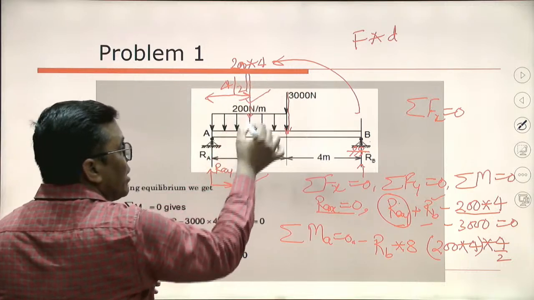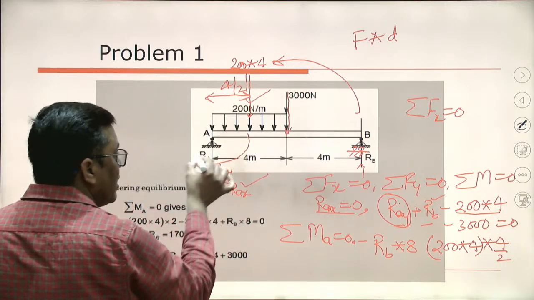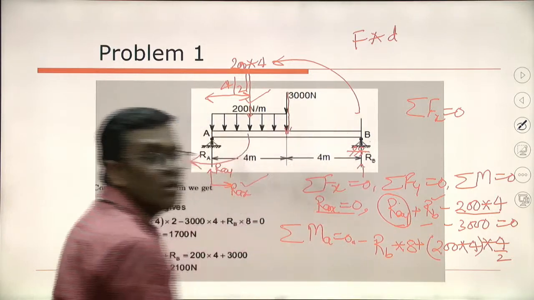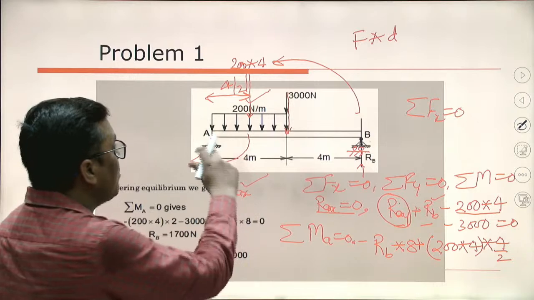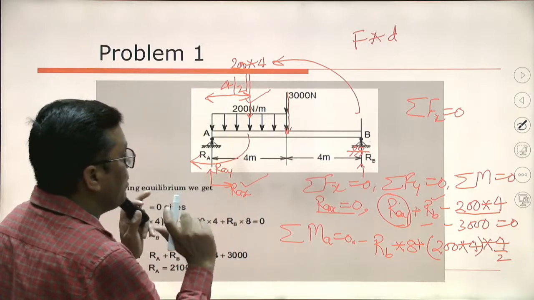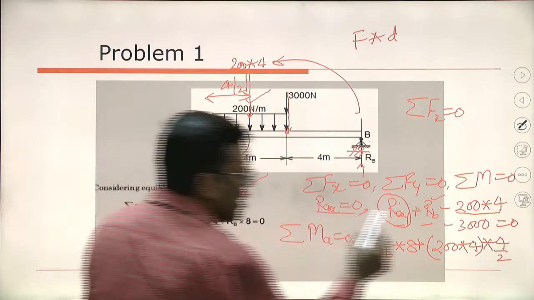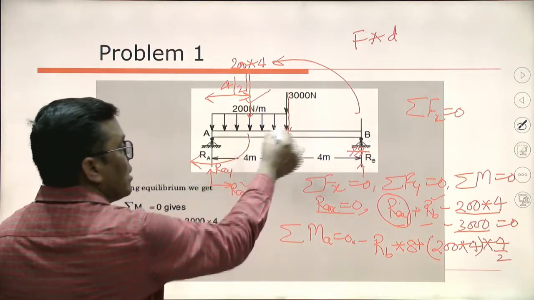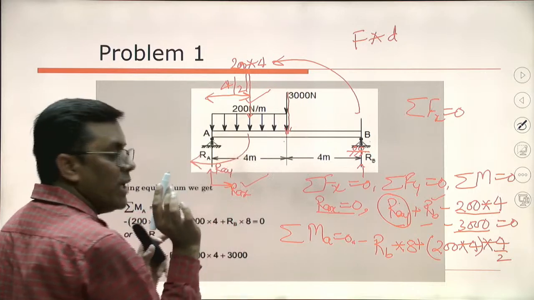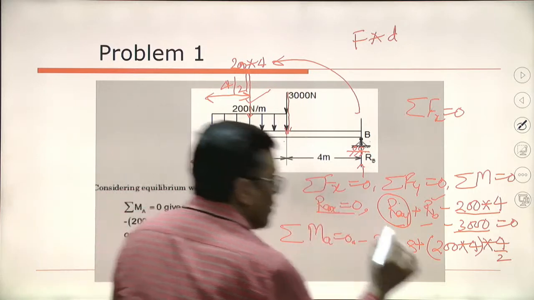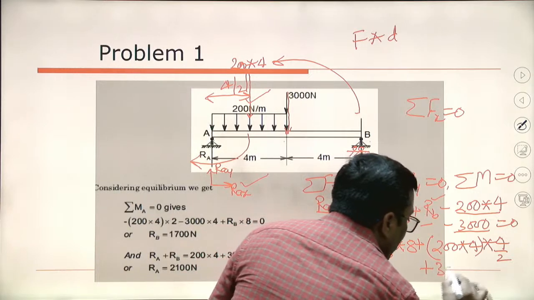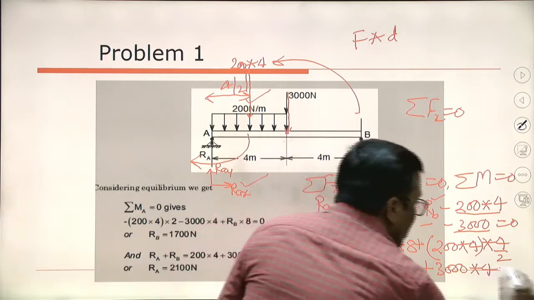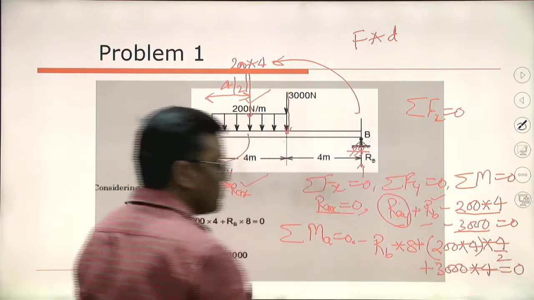Tendency of rotation will be clockwise. For this I am taking it positive. Okay, now I am coming to the another one. Another one. Which is the another one? That is the 3000. 3000. How much it is distant from A? It is 4 meters. So plus 3000 into 4 equals to 0.